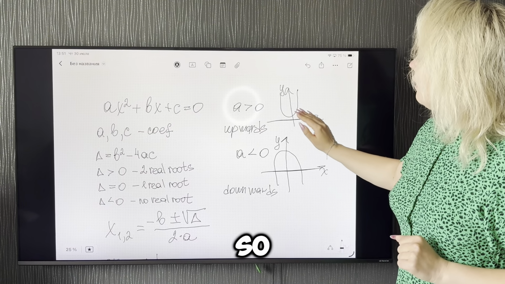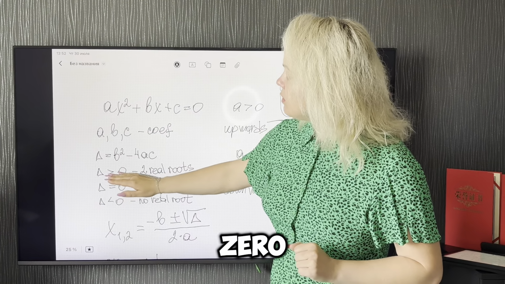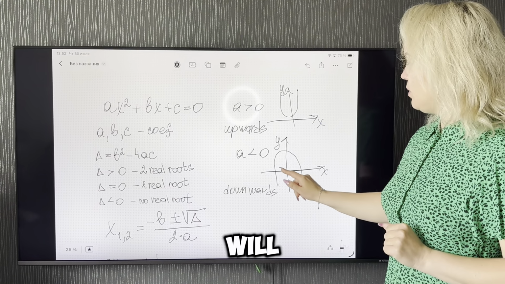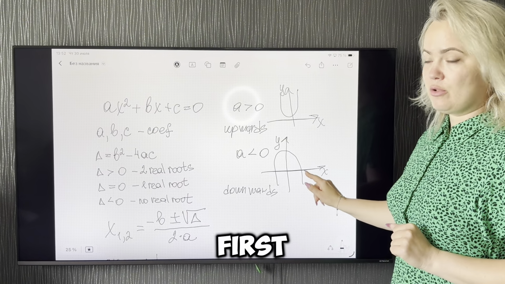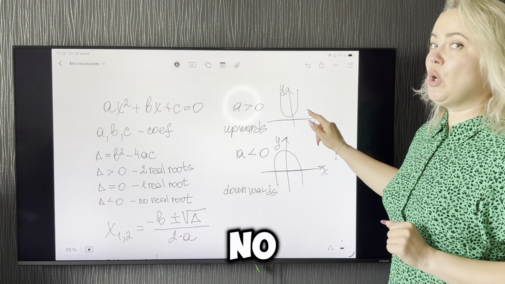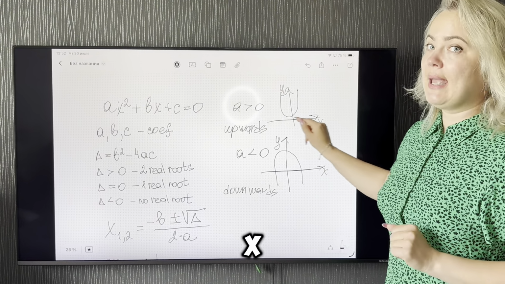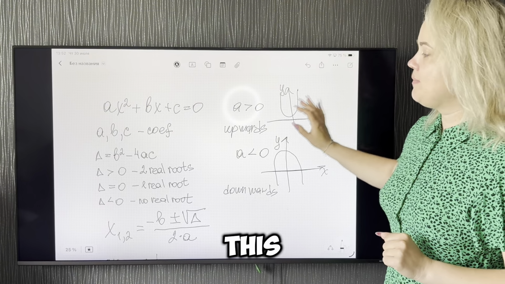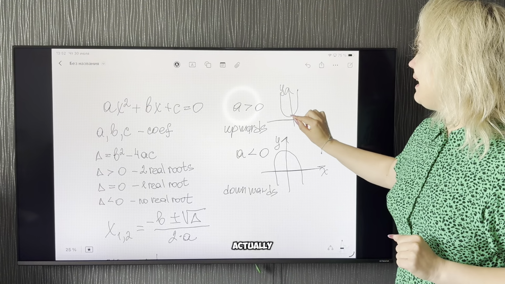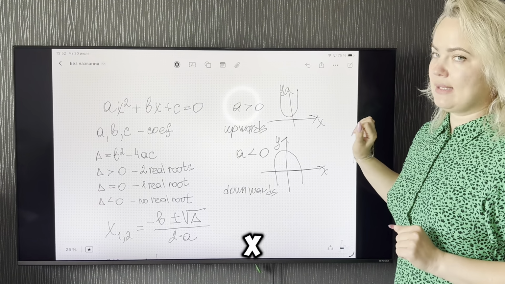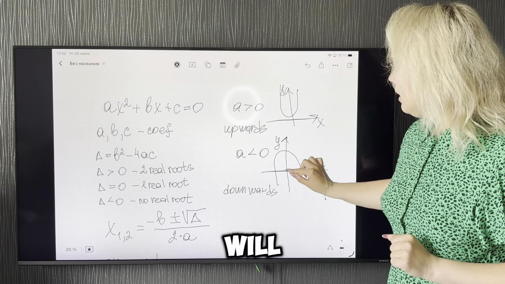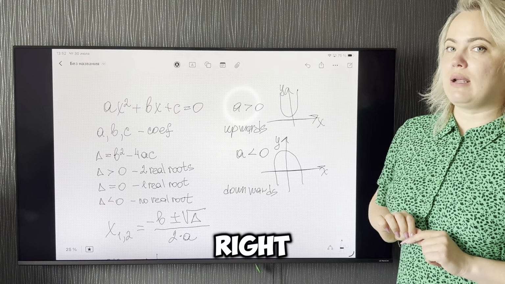When our discriminant is more than 0, we will have two intersections with the x-axis. So this will be the second root, and this the first root. When the discriminant is less than 0, we will have no intersections of our parabola with the x-axis. And when our discriminant is equal to 0, the vertex of the parabola will touch the x-axis. In the upwards situation, it will be right here, and in the downwards situation, we will have our vertex right here.